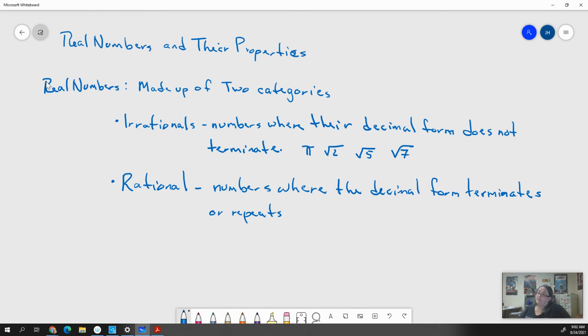So if you see something that says like 0.06 with a line over it, that means that 6 is going to repeat forever and ever and ever. So that would be a rational number, right? 5 is a rational number. The square root of 49 is a rational number, right? Because it just equals 7. So pretty much all other numbers that are real are going to be rational.